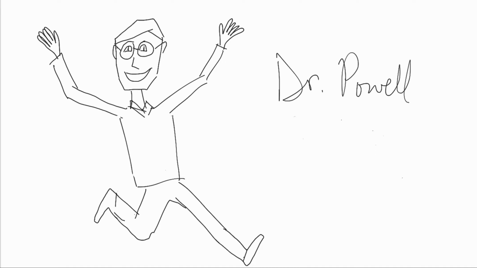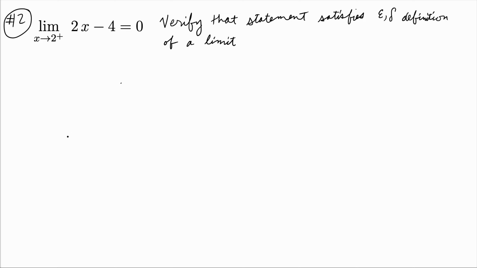Welcome to a lesson with Dr. Powell. Let's take a look in this video at a practice problem where we're using epsilons and deltas. We're taking a statement of a limit being equal to something, and we're verifying that that statement satisfies the epsilon and delta definition for a limit to hold or be what it is.